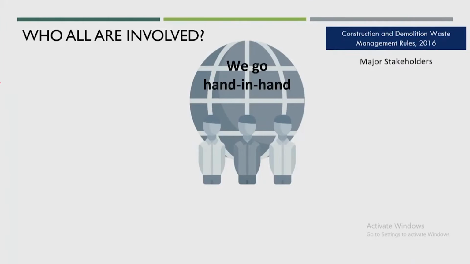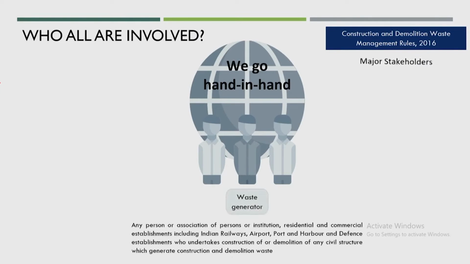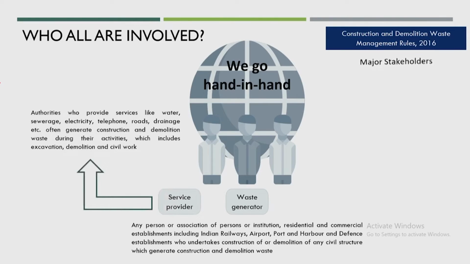So, who all are involved? If you talk about the major stakeholders, the first is the waste generator. A waste generator could be any person or association of persons or institutions, or even a residential area or commercial establishment like railway, airport, defense establishments. These are all waste generators. They are the major stakeholders of this C&D waste generation.